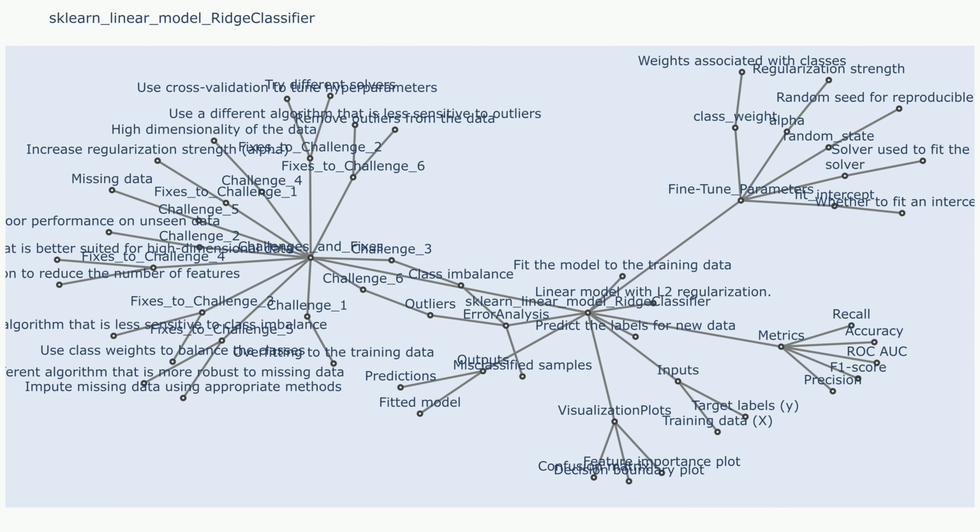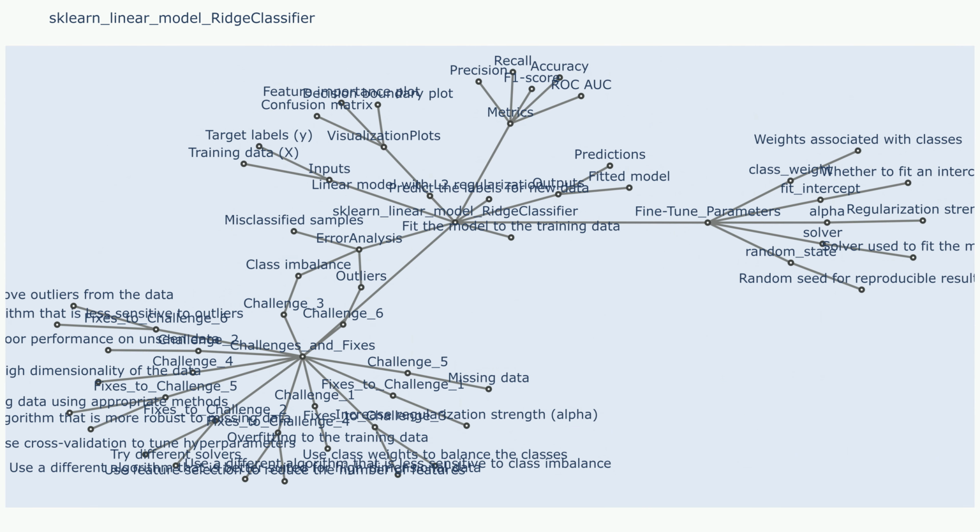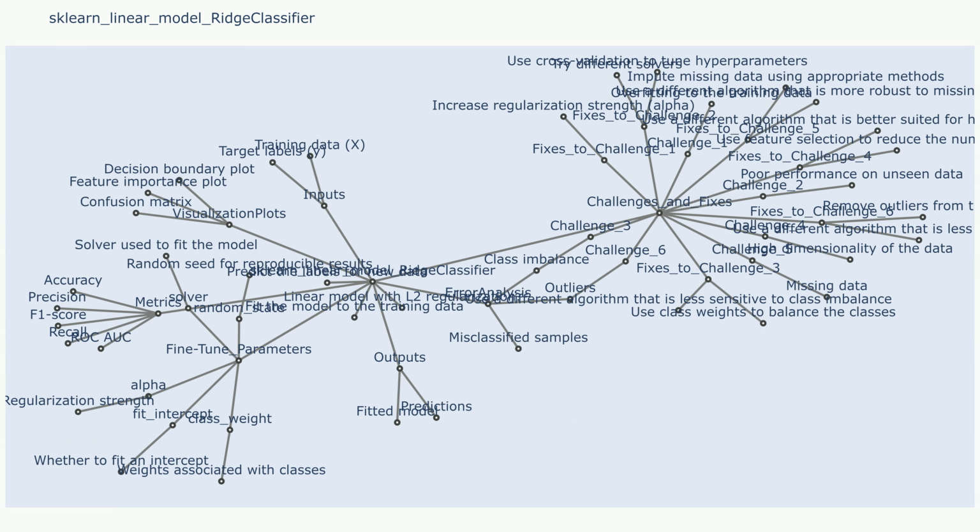Challenges and fixes. Challenge 1: overfitting when the data is high-dimensional or has highly correlated features. Sample use case: a dataset with 1000 features and 100 samples where some features are highly correlated. Fixes: increase the alpha value to enforce stronger regularization and shrink the coefficients. Use feature selection techniques to reduce the number of features.